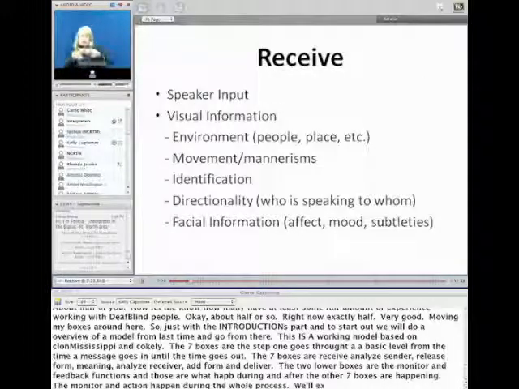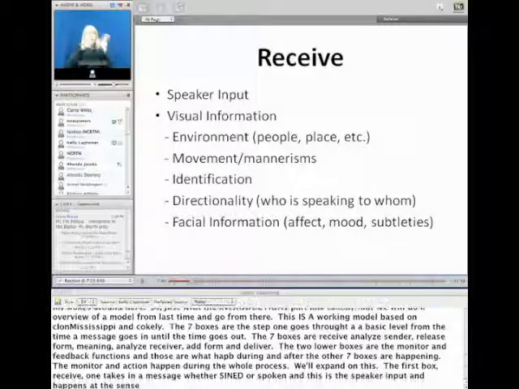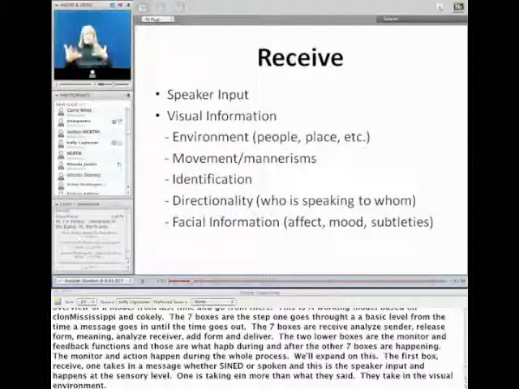So the first box, receive: one takes in a message, whether signed or spoken, and this is the speaker input, and it is what happens at the sensory level. But one is taking in more than just what the speaker said. They're also taking in the visual information, which includes the environment and people and places, any movements or mannerisms, identification of who is talking, directionality, who's speaking to whom, and any facial information such as affect or mood or subtleties.